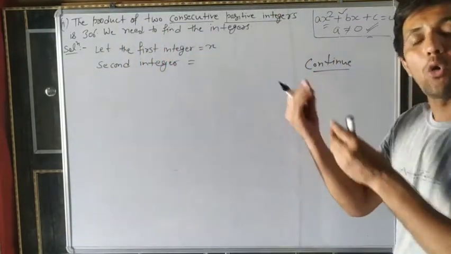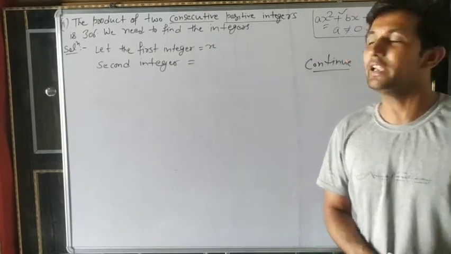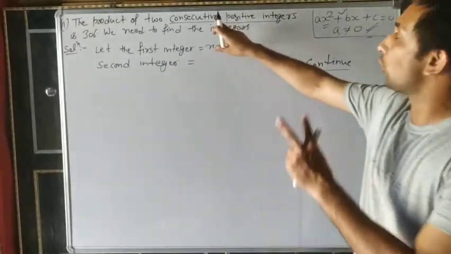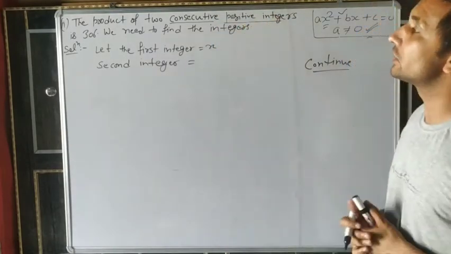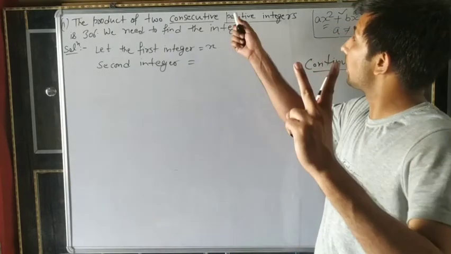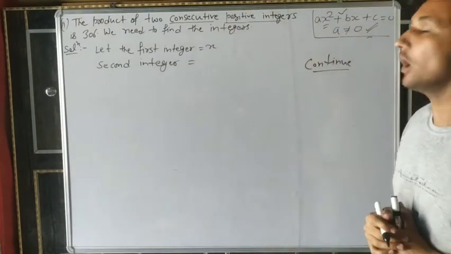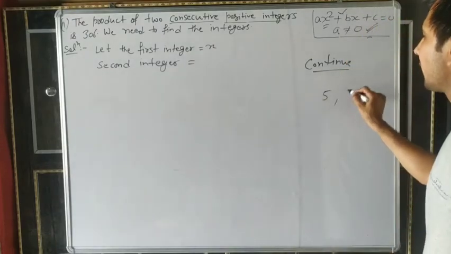What is an integer? All positive, negative and zero numbers are integers. So continuous positive integers, but we have to take only positive numbers. The product is 306. It means the product of two numbers, and these two numbers are positive integers, is 306. Tell me, consecutive means continuous. It means one is 5, another is 6.